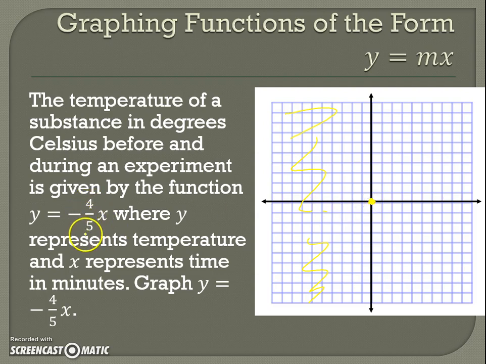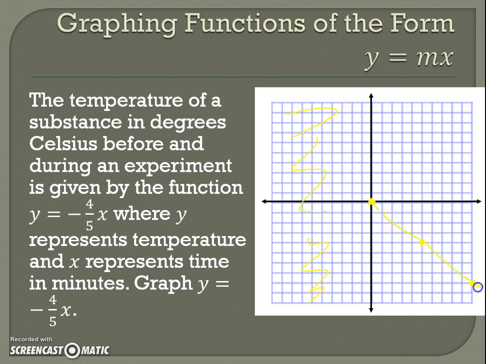And then from here, I use this slope. So I'd go down 4, 1, 2, 3, 4, and then over 5, 1, 2, 3, 4, 5. And I could do that again, 1, 2, 3, 4, 1, 2, 3, 4, 5. Okay, and that is the way that the temperature would change. So it would be going this direction.